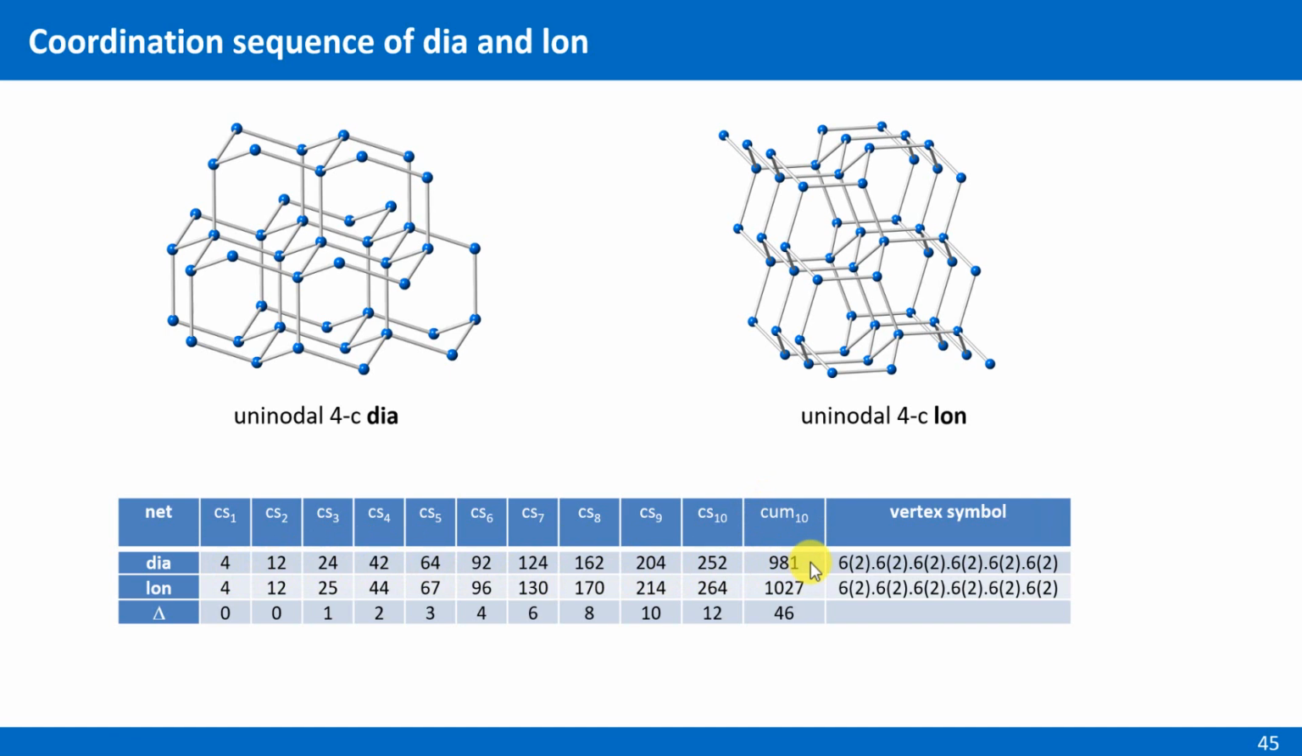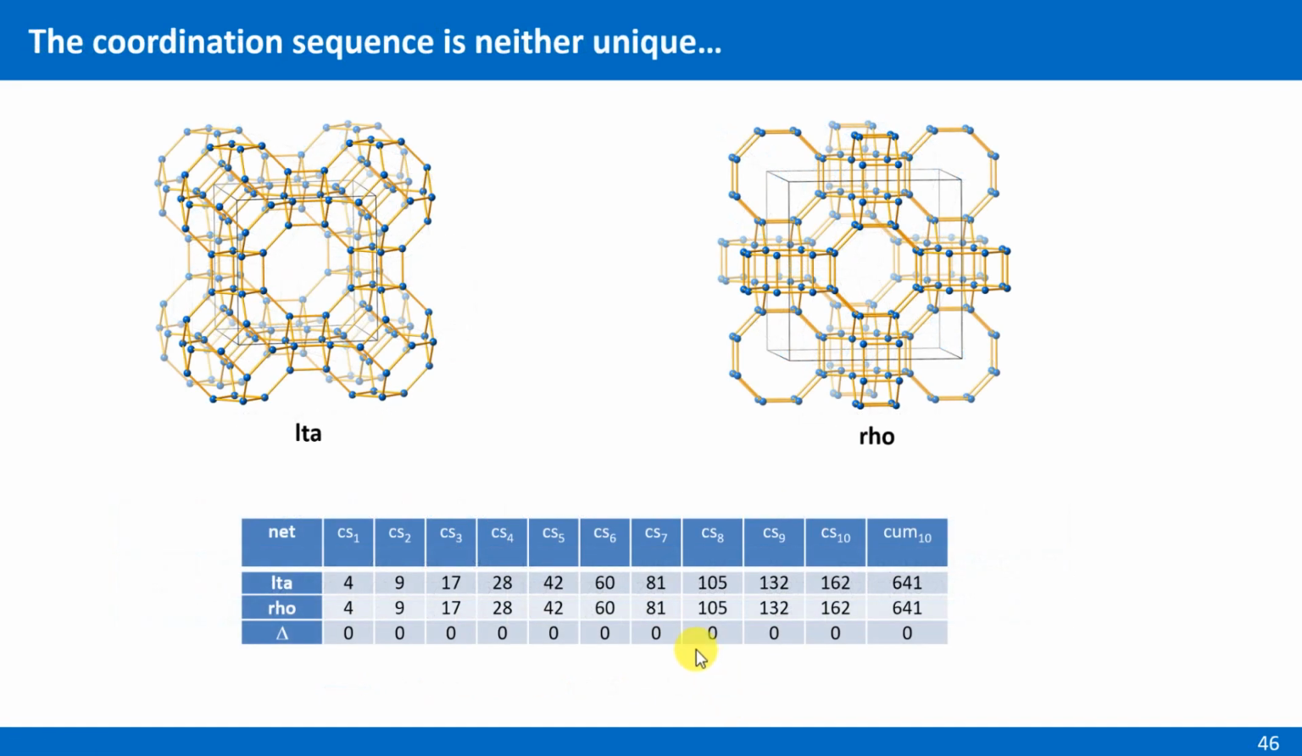You might now ask, perhaps the coordination sequence is unique. But this is likewise not the case. Look at these two zeolites, or the nets of these zeolites, LTA and rho. They have absolutely identical coordination sequences, at least up to the 10th shell. However, here the vertex symbol is different.